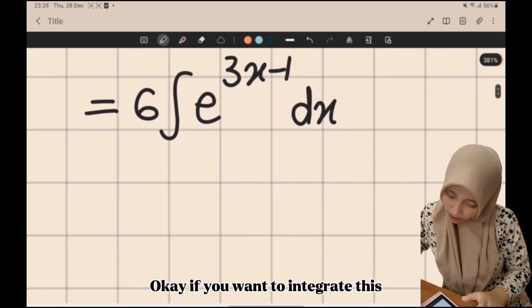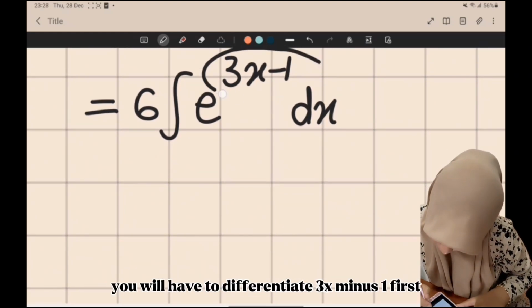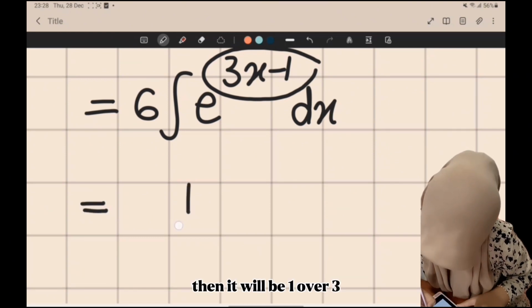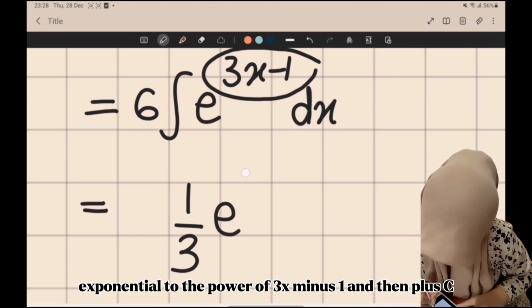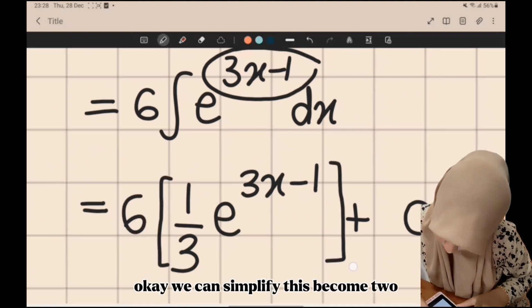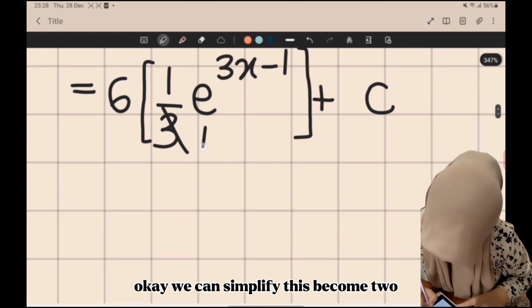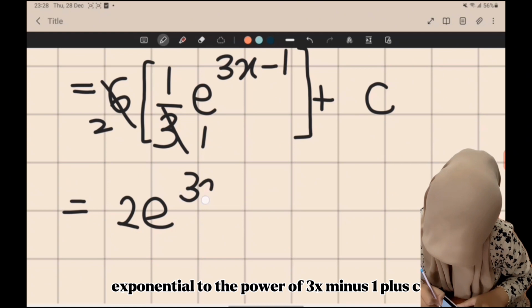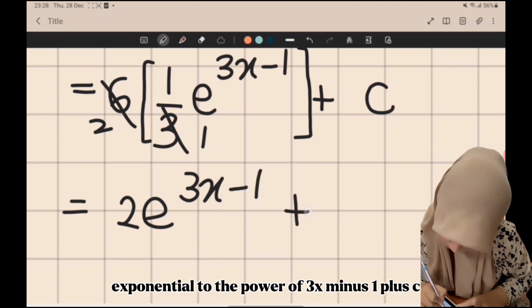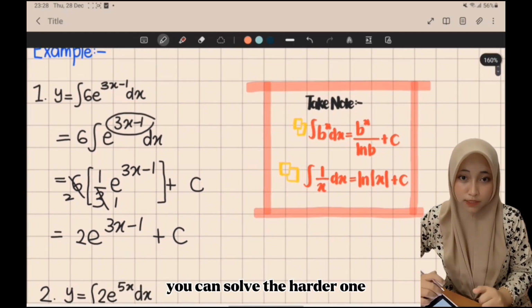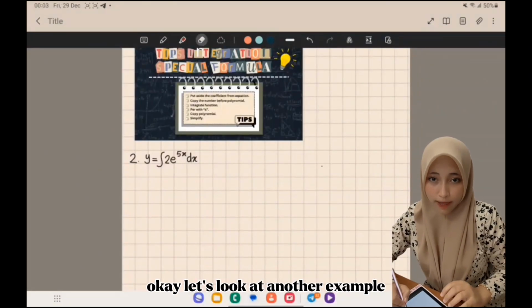Okay, if you want to integrate this, you will have to differentiate 3x minus 1 first. Then it will be 1 over 3 exponential to the power of 3x minus 1 and then plus c. Okay, we can simplify this, become 1/3 exponential to the power of 3x minus 1 plus c. If you can master this kind of equation, you can solve the harder one. Okay, let's look at another example.